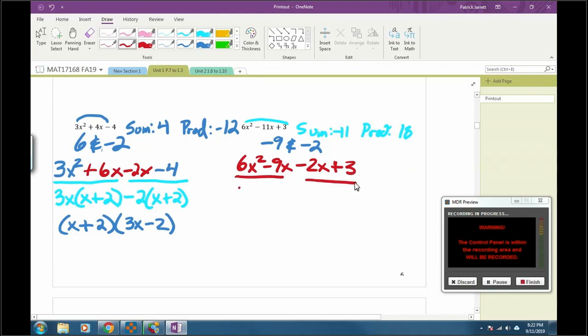We'll take the greatest common factor out of the first and the second one. For the first two, it's going to be 3x, and it'll be multiplied by 2x minus 3. And we'll take away negative 1, since nothing goes into 2x and 3. You have to use a 1, and it'll be 2x minus 3. Because negative 1 times negative 3 is a positive 3. So we're going to get 2x minus 3 multiplied by 3x minus 1. And that will be the final answer.